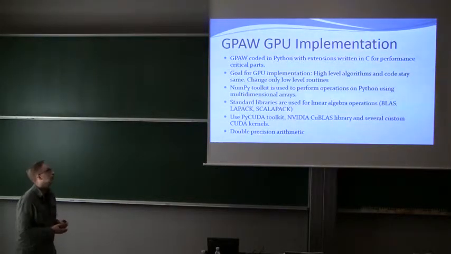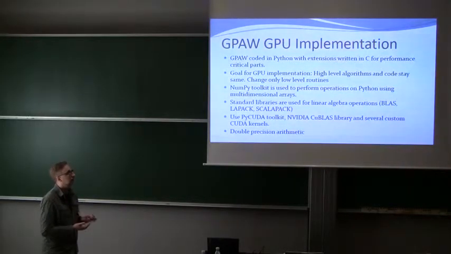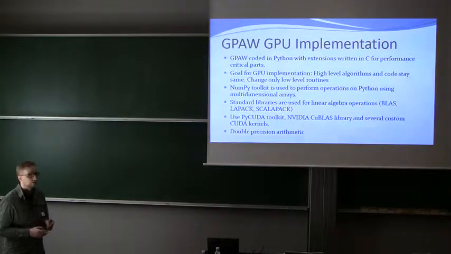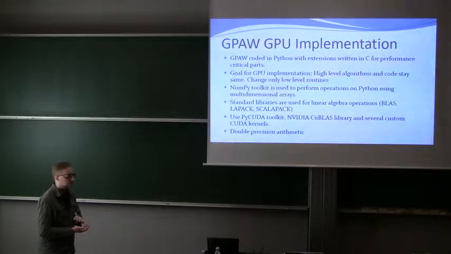As most of you know, GPAW is coded in Python with some C extensions written for performance-critical parts. The goal of our GPU implementation is that we only make changes to the low-level routines, so all the high-level algorithms and routines stay the same. Pretty much the Python code is the same on CPUs and GPUs, and we only make changes to the C code.